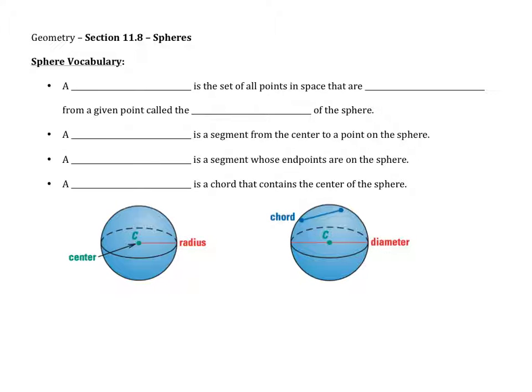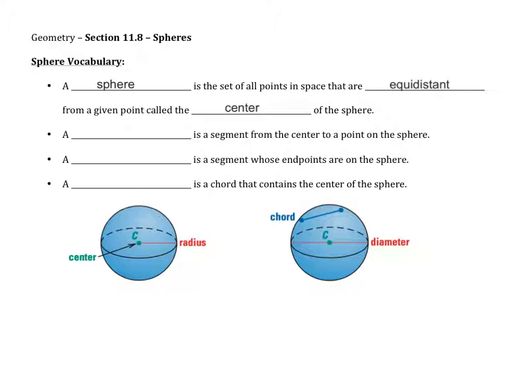In section 11.8, we're going to talk about spheres. So let's start this section by first defining what a sphere is and certain special segments that are inside of the spheres. So first, a sphere is the set of all points in space that are equidistant from a given point called the center of the sphere.